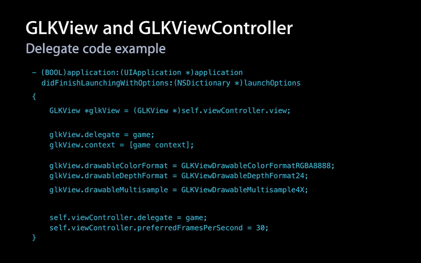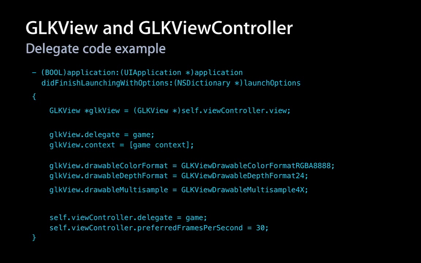So get back the GLKView, and here I have this third class called Game, which I'm assuming does all my scene, my rendering, and I just need to basically assign it to GLKView as a delegate, and give the GLKView my context. Then here I have a number of drawable formats I'm setting as an example. RGB888 is basically the default. So if you didn't want depth and you didn't want multisample, you really wouldn't have to set any of these things. You would just have to set your delegate and context.